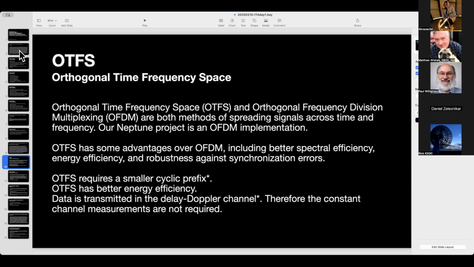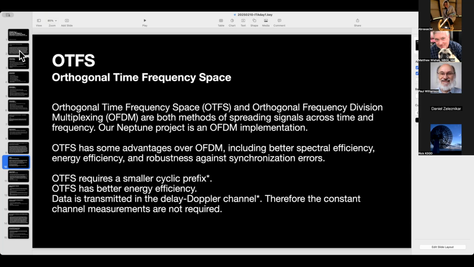So our Neptune project is OFDM. We've been learning about OFDM and trying to implement it in an FPGA project and making some progress there. So a little bit familiar with OFDM now. But OTFS has some advantages over OFDM. The claimed advantages are better spectral efficiency, energy efficiency, and general robustness against synchronization errors.